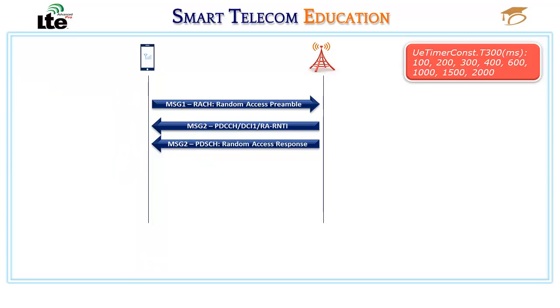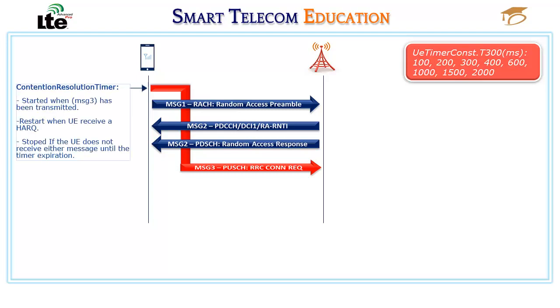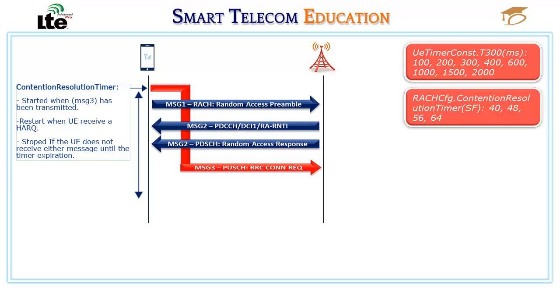By sending the RRC connection request message, the UE also starts the contention resolution timer. The maximum contention resolution timer parameter defines the maximum amount of time allowed for contention resolution. The value is defined by the random access channel configuration contention resolution timer. The timer starts when message 3 has been transmitted and restarts when the UE receives a HARQ feedback. The timer will be stopped if the UE does not receive either message until the timer expiration. Upon expiration of the contention resolution timer, the UE sends a new preamble again for the random access procedure.